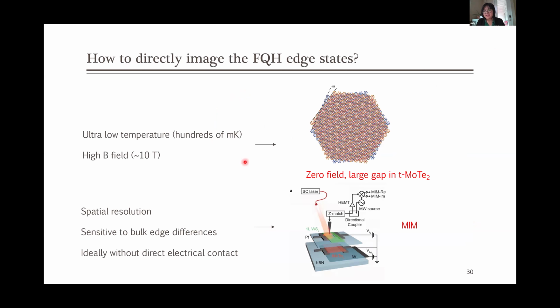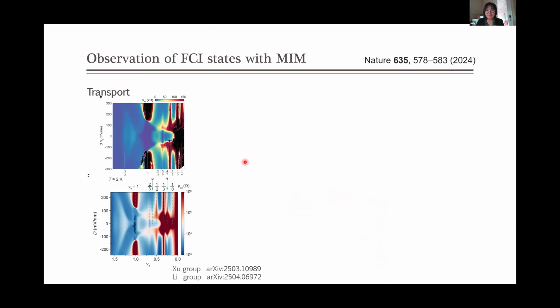Okay, so now we have these two parts together, the new technique and also the new material system, and we can tell what happens. First, I will show some transport results. The transport result here is from our collaborators, Tingxin's group. The x-axis is the doping or filling factor, and the y-axis is the displacement field. One is the total charge carrier in these two layers, and the other is the differential between these two layers.